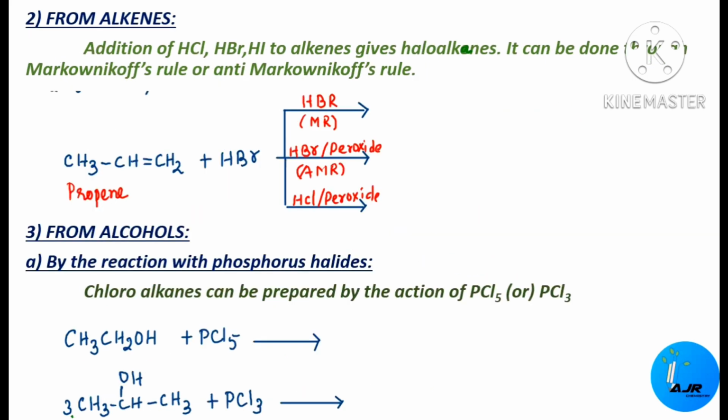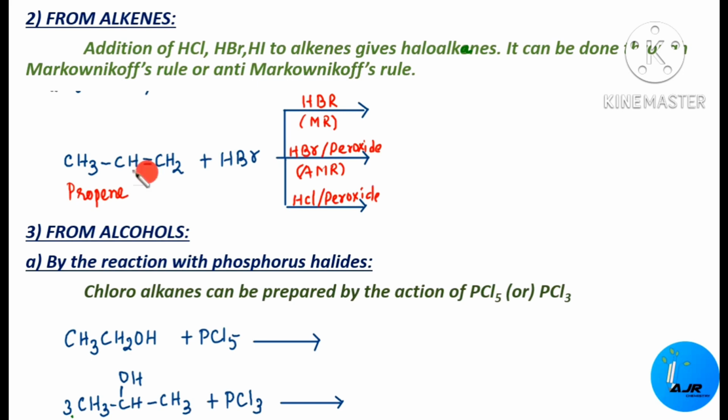So the next important methodology is from alkenes, students. Addition of HCl, HBr, HI to alkenes gives haloalkanes, and it can be done through Markovnikov's rule or anti-Markovnikov's rule. So what does Markovnikov's rule say? As per Markovnikov's rule, when we are adding a hydrogen halide to a double bonded compound, the hydrogen will get added to the carbon atom which is having the highest number of hydrogen atoms.